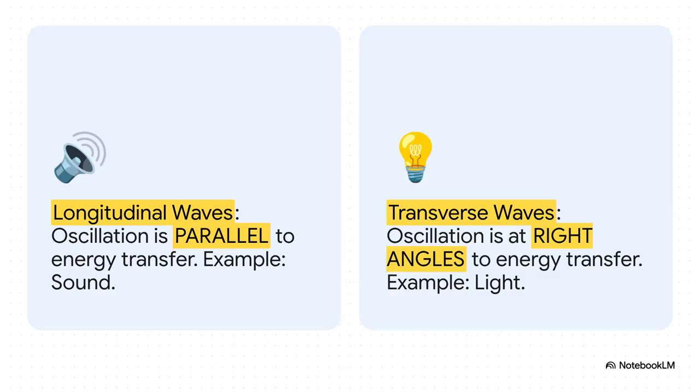Now, waves basically come in two flavors. You've got longitudinal waves, like sound. Imagine pushing a slinky. You see a compression travel down its length. The wobble is in the same direction the energy is moving. Then you have transverse waves, like light. Think of making a wave on a rope. You shake your hand up and down, but the wave itself moves away from you, at a right angle.